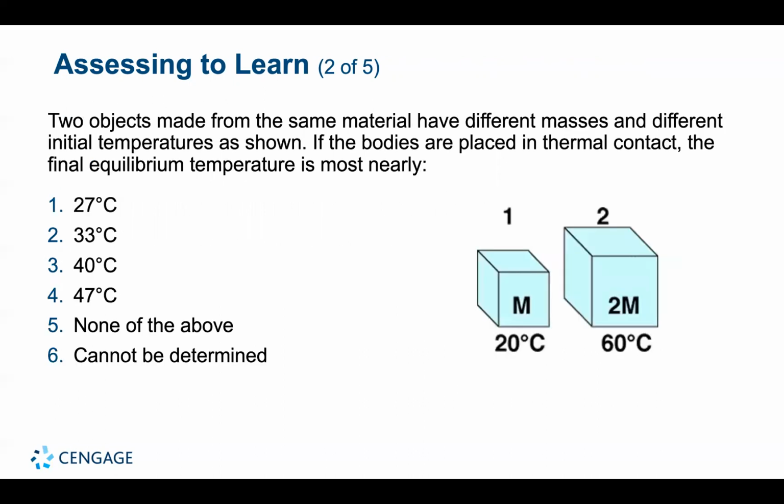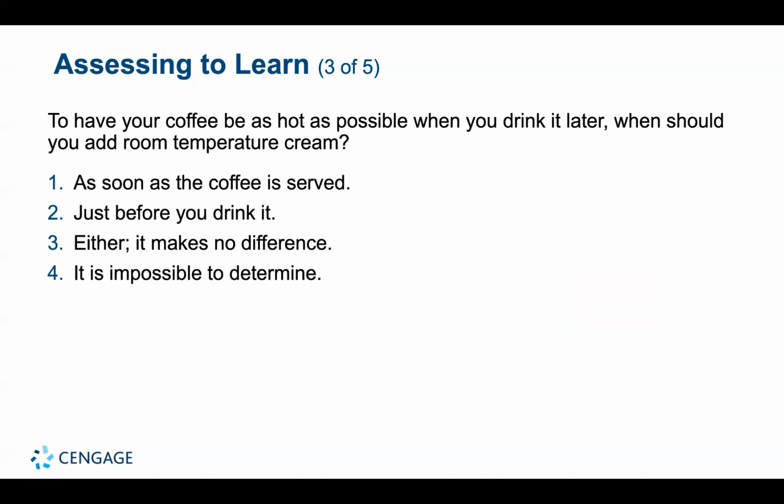For this, two objects made from the same material have different masses and different initial temperatures as shown. If the bodies are placed in thermal contact, the final equilibrium temperature is closest to, and the answer is 47 degrees C. Next question: to have your coffee be as hot as possible when you drink it later, when should you add room temperature cream? The answer is as soon as the coffee is served.